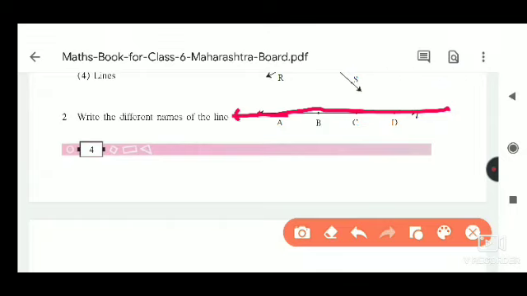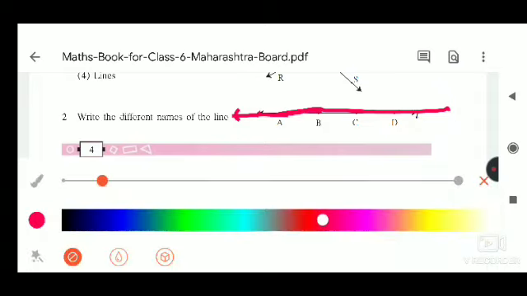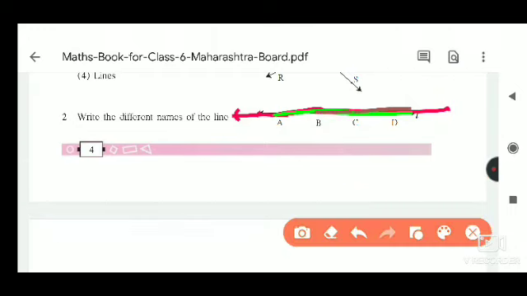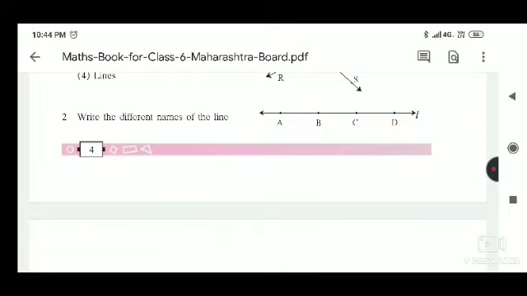Also we can say line AC. We can say line AC also. And then again we can say line BD, line CD, line BC. In this way you can choose any of the names from the above, and it is the line.